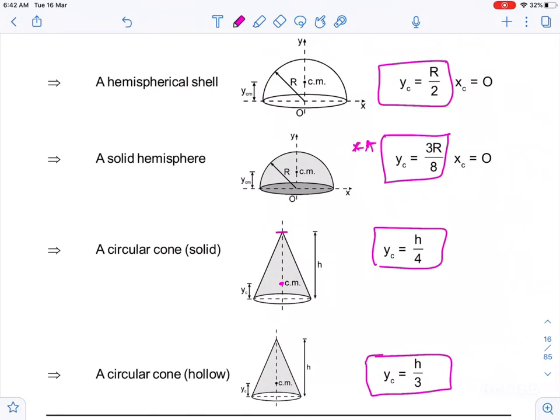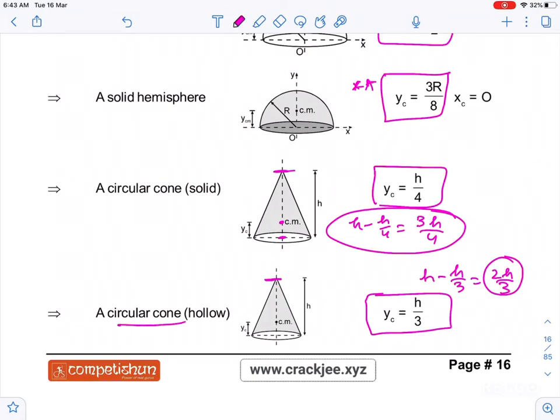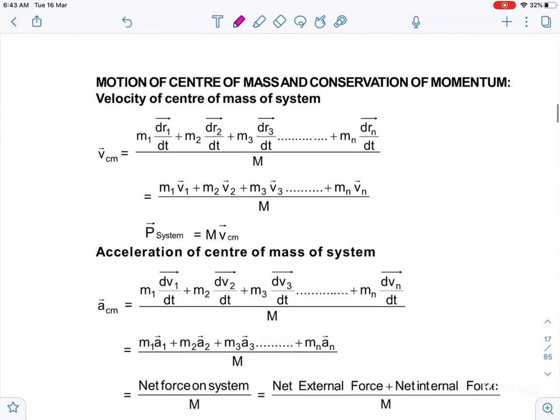And you remember, if in a JEE question they ask from the vertex, what is the distance? You just take h minus h by 4, that is 3h by 4 here. And if they have given it from the vertex instead of the base, then h minus h by 3, that is 2h by 3. So for the hollow circular cone, from the vertex it is 2h by 3, and for the solid cone from the vertex it is 3h by 4.